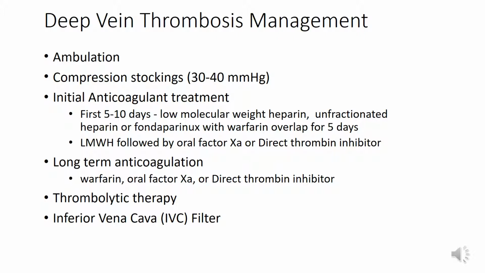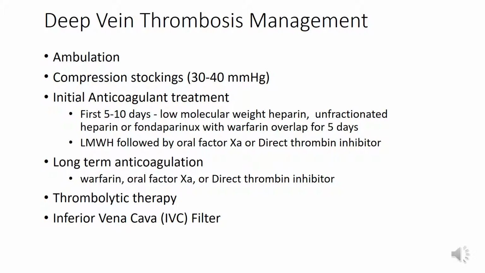For long-term anticoagulation, any of them can be used: warfarin, oral factor 10A, or the direct thrombin inhibitors. Therapy can last anywhere from 3 to 12 months. It's going to depend on the etiology, and it might also depend on if this is a second instance for this patient.